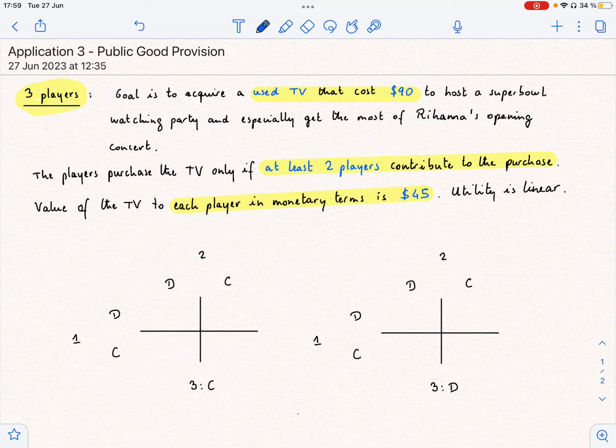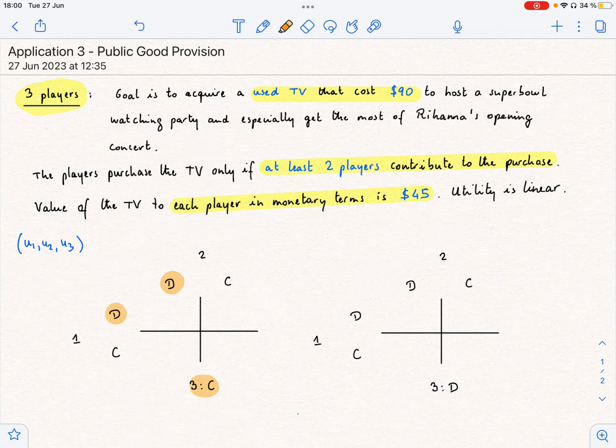So here the payoff structure is going to be of the form U1, U2, U3, where the first entry is going to be the payoff of player 1, the second entry is going to be the payoff of player 2, and the third entry is going to be the payoff of player 3. Okay, and utility is going to be linear in the net monetary benefit of each player. Okay, so let's take the case where, for example, here, player 2 and player 1 defect while player 3 contributes.